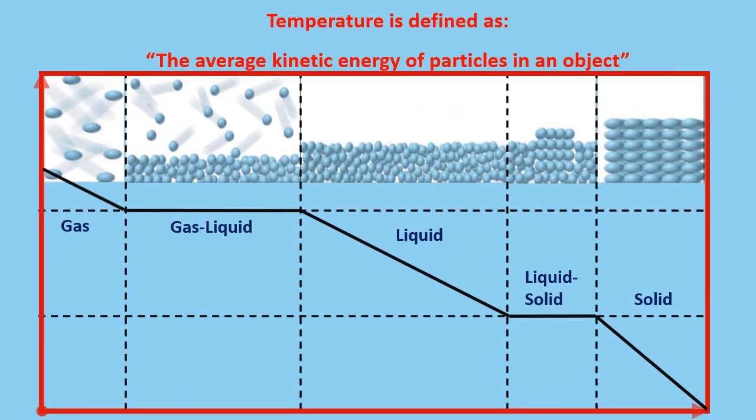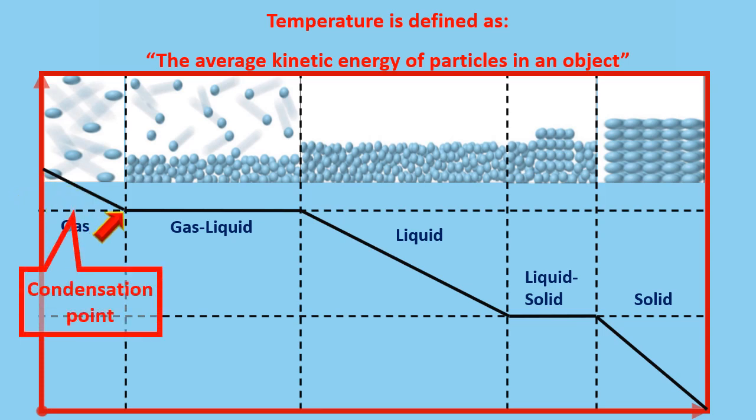Now, let's look at the temperature time graph as we remove thermal energy from the substance. The temperature of the substance will initially decrease until it reaches the condensation point temperature, which is the temperature at which the gas begins to turn into a liquid.